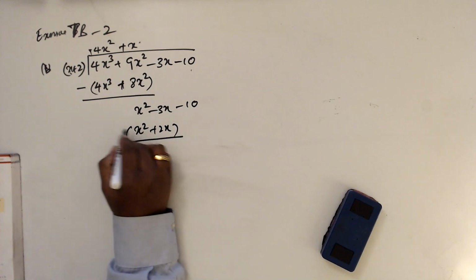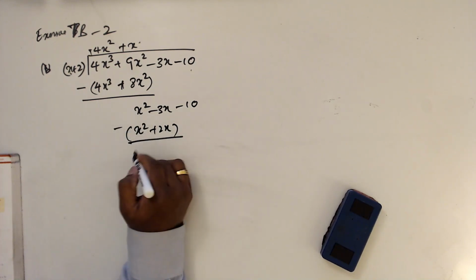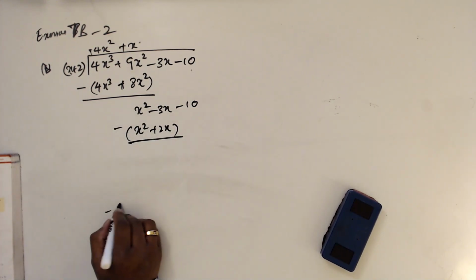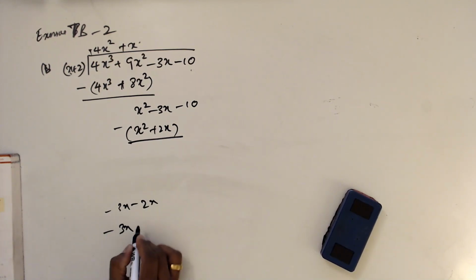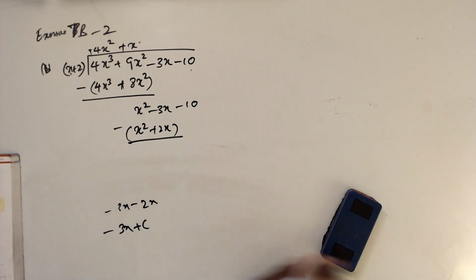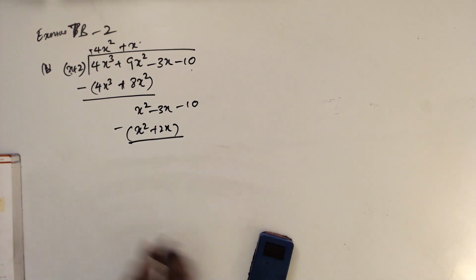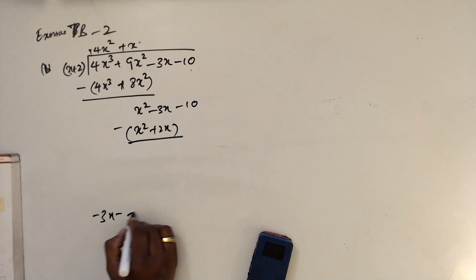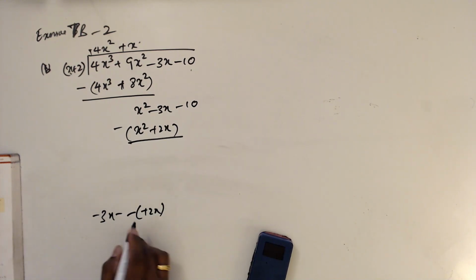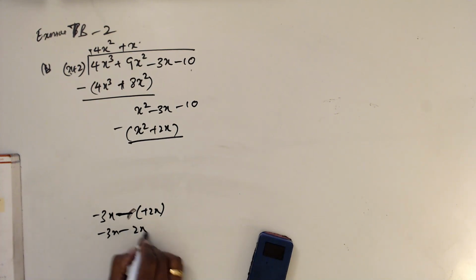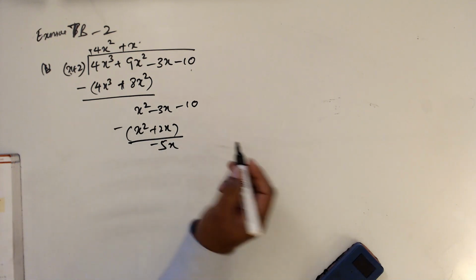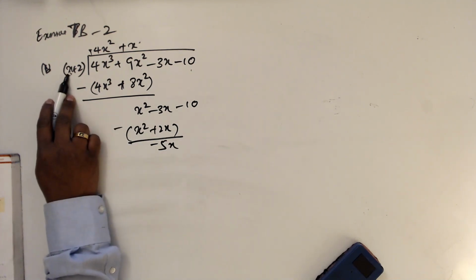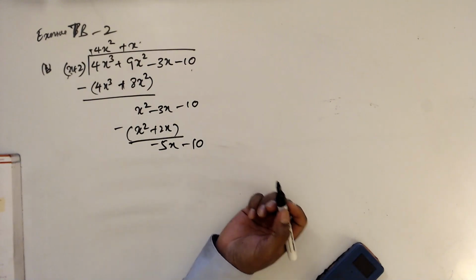Then minus this, 1 minus 1, 0. Minus 3x minus plus 2x. It means minus 3x minus 2x is minus 5x. And are we going to continue? Yes. Then bring this one down.